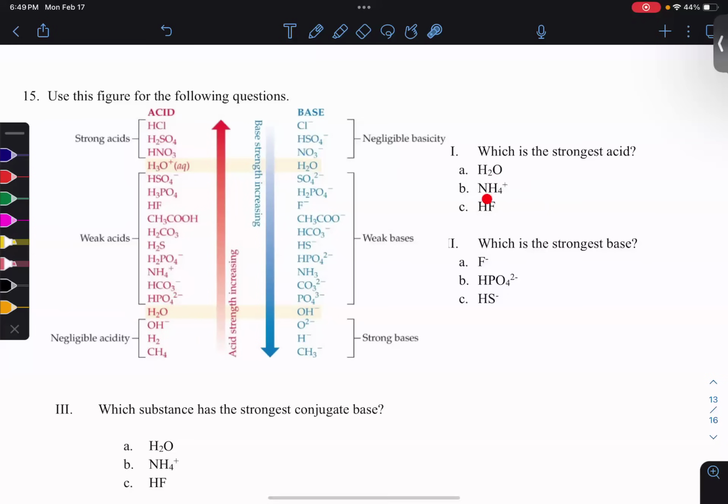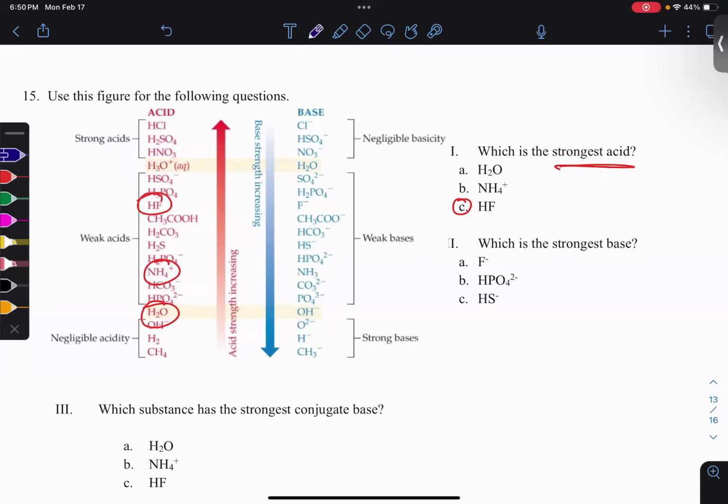I have 3 substances. These are all acids. So I'm simply going to look at the acid chart and look for these things. So I have HF, I have water, and I have NH4. So clearly, which thing is the strongest acid? HF, because it's highest on the list.